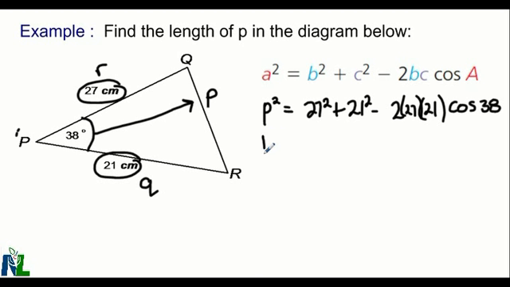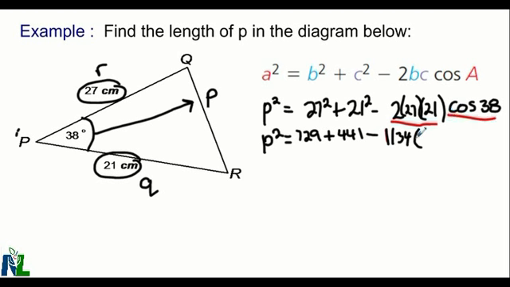So let's solve for P. P squared is equal to 27 squared, which is 729, plus 21 squared, which is 441, minus, first off, 2 times 27 times 21. I'm just multiplying this part first. 2 times 27 times 21 gives me 1,134, times. Now I'm going to find a decimal approximation for the cosine of 38.